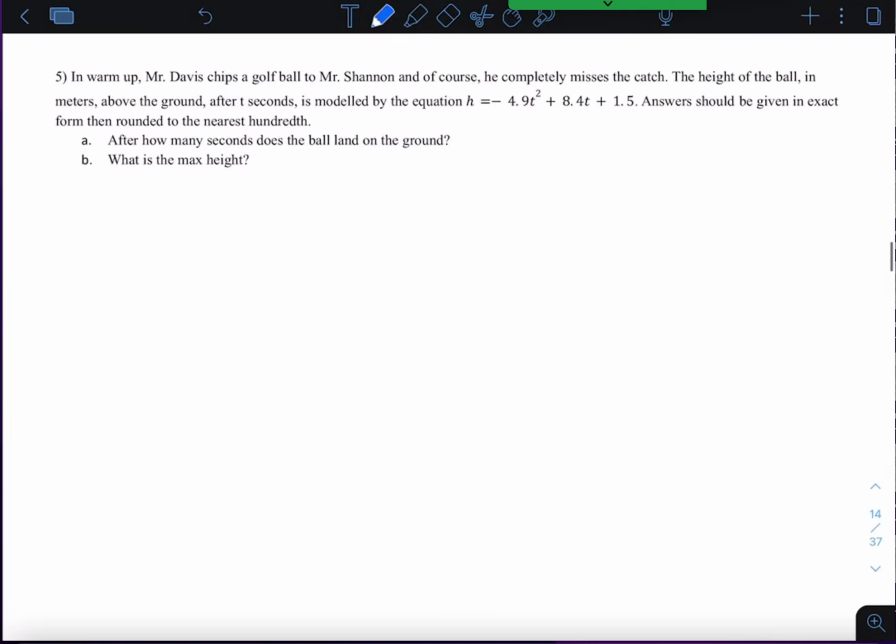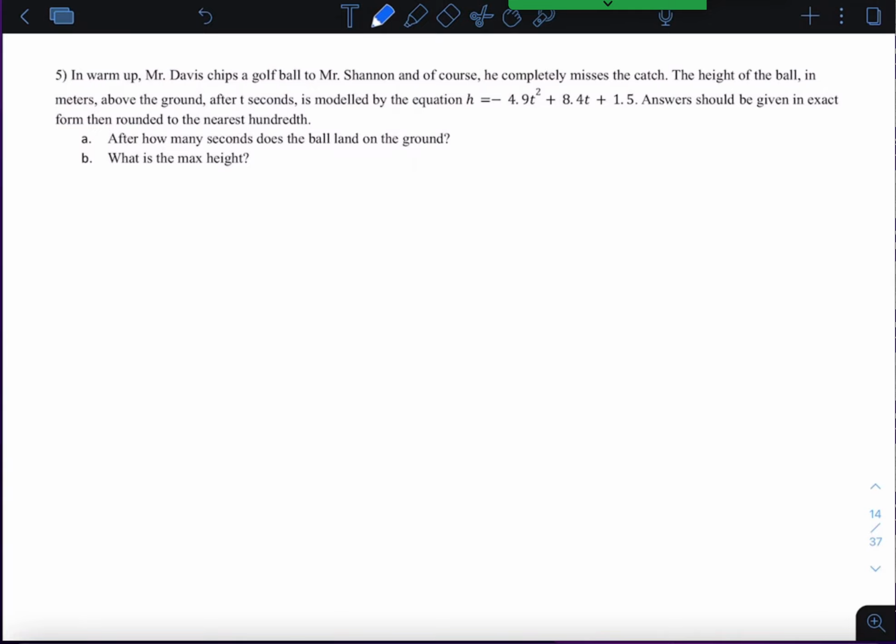All right, so in a warm-up, Mr. Davis chips a golf ball to Mr. Shannon, who misses the catch. So it's a parabolic arc. The height of the ball in meters above the ground after t seconds is modeled by the equation h is negative 4.9 t squared plus 8.4 t plus 1.5. Answers should be given in exact form, then rounded to the nearest hundredth. Okay. After how many seconds does the ball land on the ground?